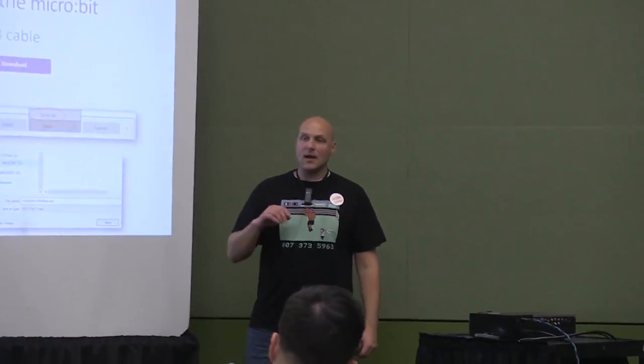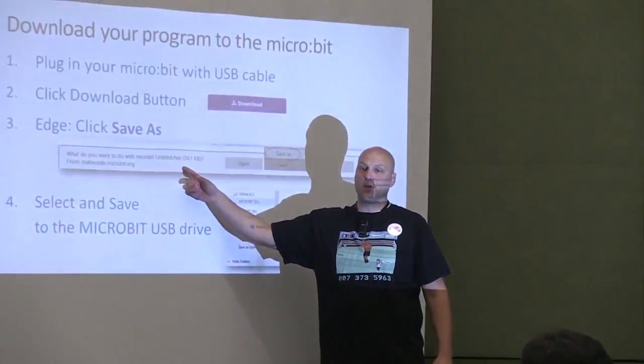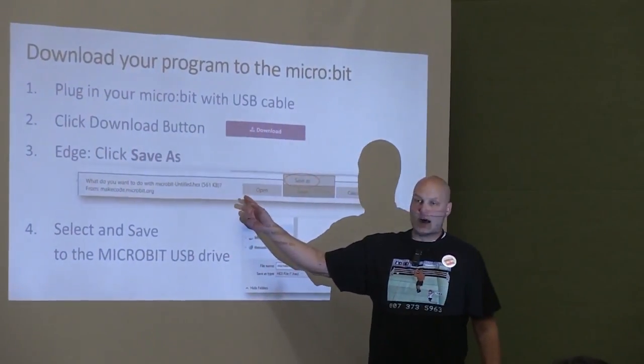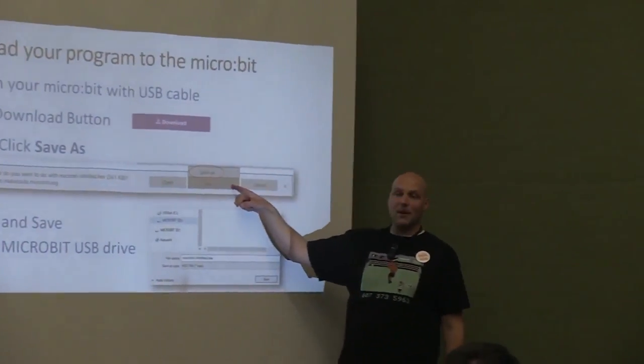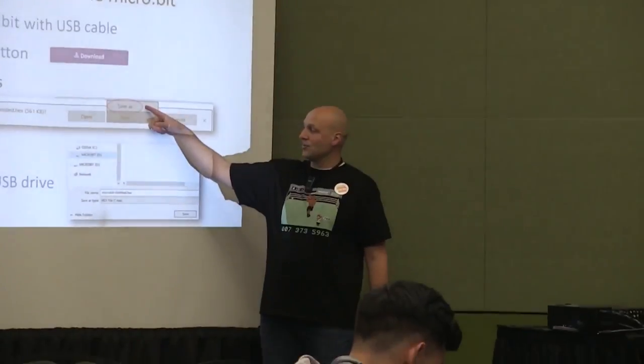If you are a PC user, a Windows user, you should get some sort of warning, unless you've already set up your defaults for what you're going to do with this file. The easiest thing to do is to just hit that up arrow, hit save as, and then normally when you would click wherever your flash drive was or your folders, you should see, let me take a step back. Let's also plug in your micro:bit to your device.